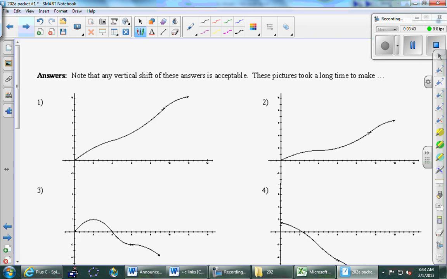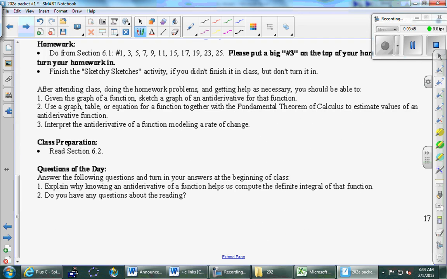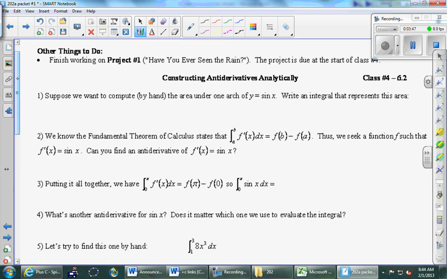Okay, so with that part done, we move on to, I think we're on page 18 today. Yeah, right there at the top of page 18.